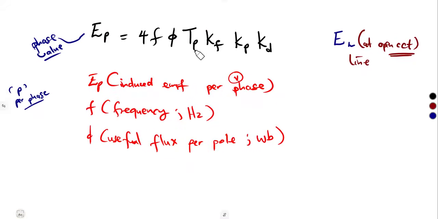Then we've got TP. Once you see the P there, phase, these are phase values. So TP will represent the number of turns per phase. I mean, we are representing the number of turns per phase.